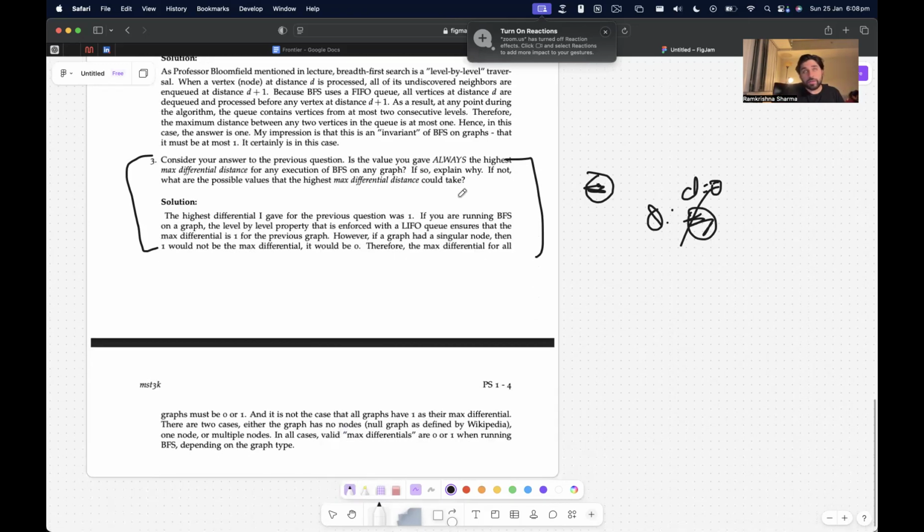If you have a graph without any nodes, you might even consider saying that it could be null, not zero or one. That's a little bit abstract, but it depends on what your definition is.